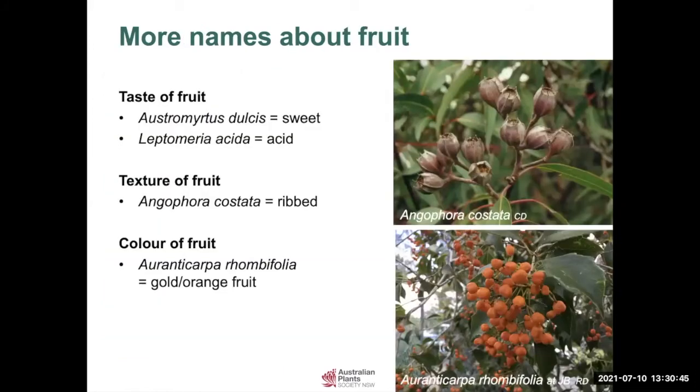Okay, just to give some more examples about plant names that refer to the fruit. There are also some names that refer to how the fruit tastes. So the very well-known Austromyrtus dulcis is one of those really common bush tucker plants that's nice and safe to plant in kindergartens because it doesn't have any prickly leaves, it's not too big, and it grows in shade. Dulcis actually means sweet, and so that's referring to the edible berry.